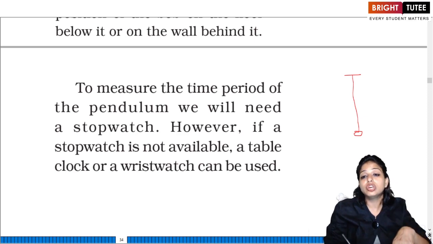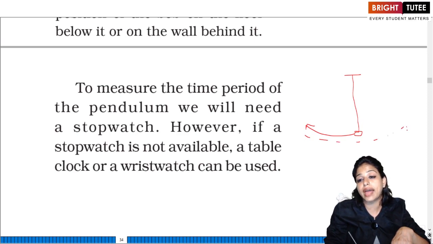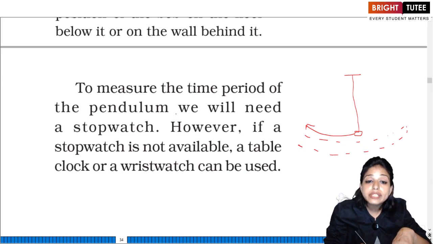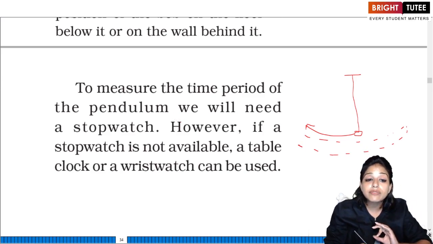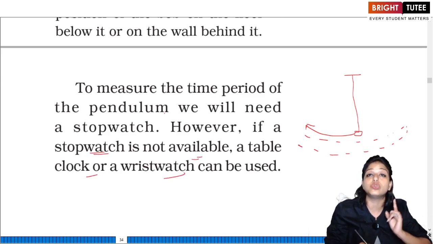So what will you do? You will disturb the pendulum, take it to a point, and start seeing it going and coming back. How much time is it taking? You will see that the pendulum is taking approximately the same time. If a stopwatch is not available, you can use a table clock or a wristwatch to do the same.